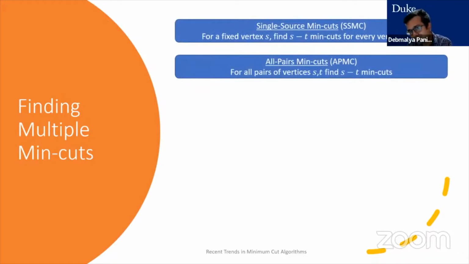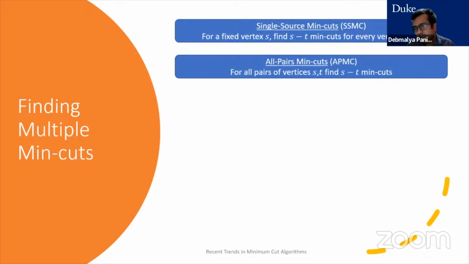The first is the single source min cuts problem. You should think back to single source shortest paths, for instance. It's a similar problem for minimum cuts. So here we have a fixed vertex S. This is the source. And our goal is to find ST min cuts for every other vertex T. Okay, so we are actually looking for n-1 cuts rather than just one cut. So that's one problem that we are going to be interested in.